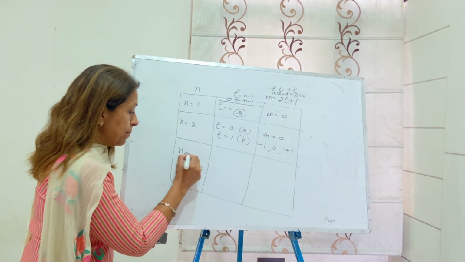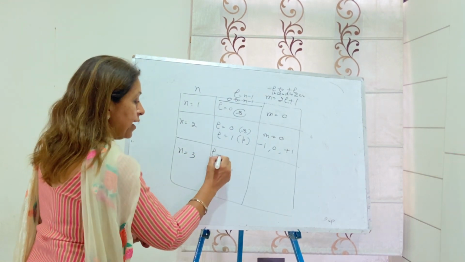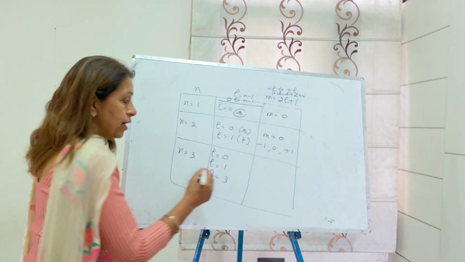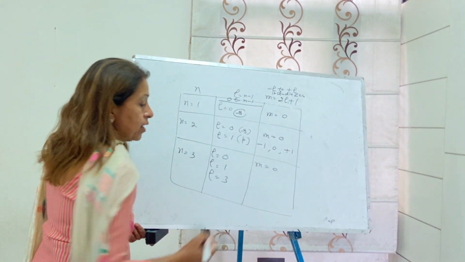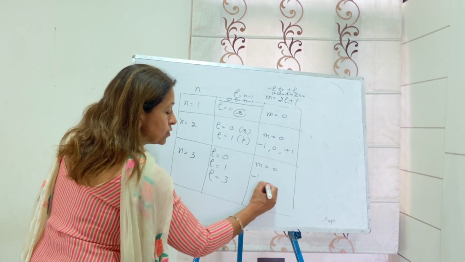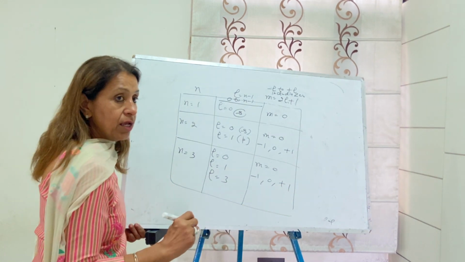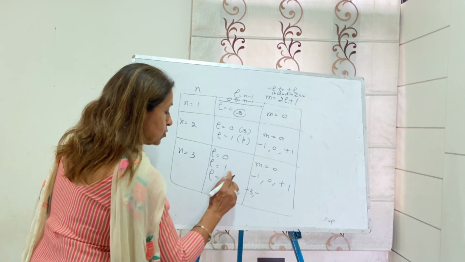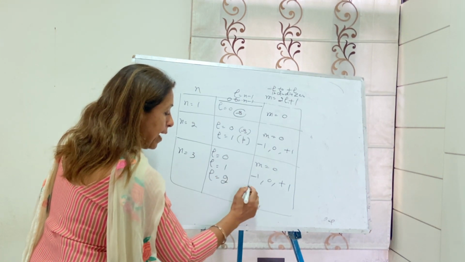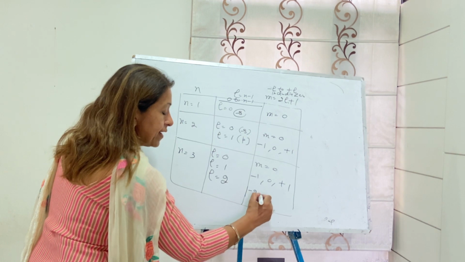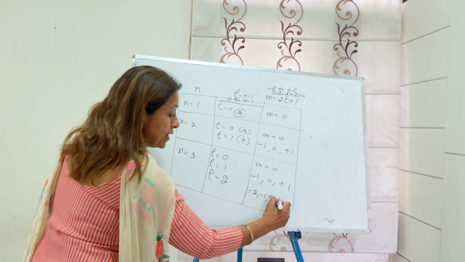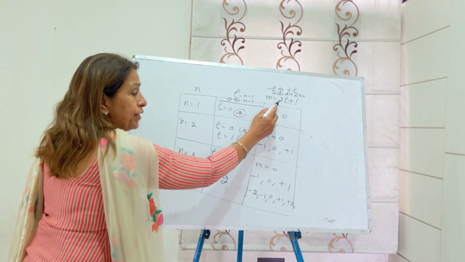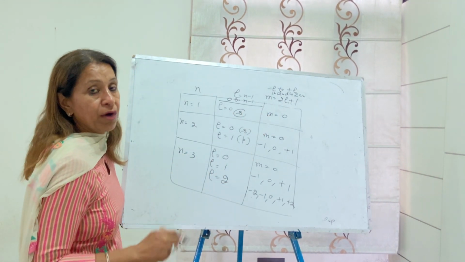Again, I'm taking now the example n=3. When n is 3, l is 0, 1, 2, three values. When l is 0, your m is 0. When l is 1, your m is minus 1, 0, plus 1. When l is 2, go from minus l to plus l, so m is minus 2, minus 1, 0, plus 1 and plus 2, five values. Now you can check: 2l plus 1 is 2 into 2, 4, 4 plus 1, 5.